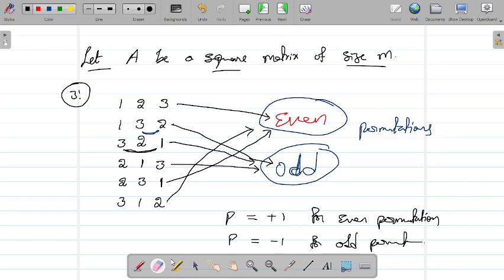Next one, I'll fill in the column indices. How many ways can you arrange these numbers 1, 2, 3? 6 ways we can do that, so that we get 6 terms here. So let us write all 6 terms.